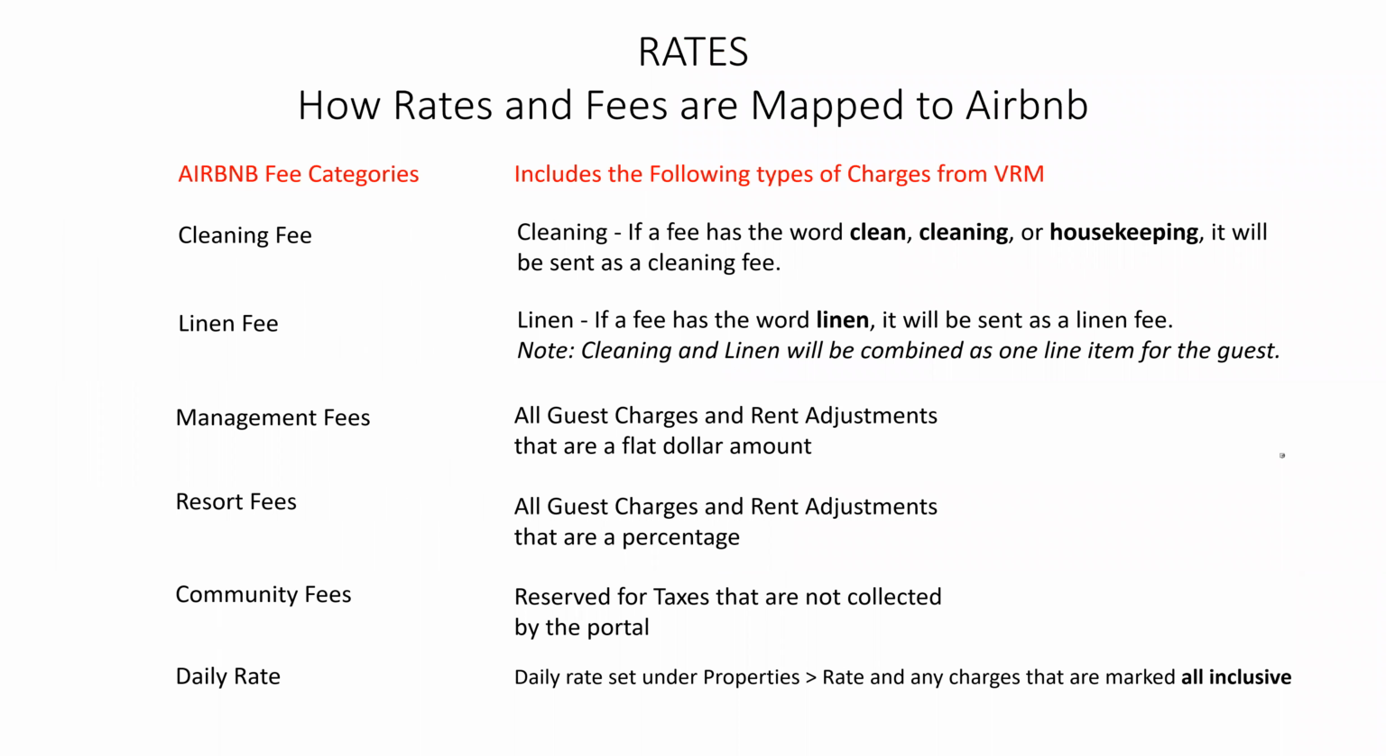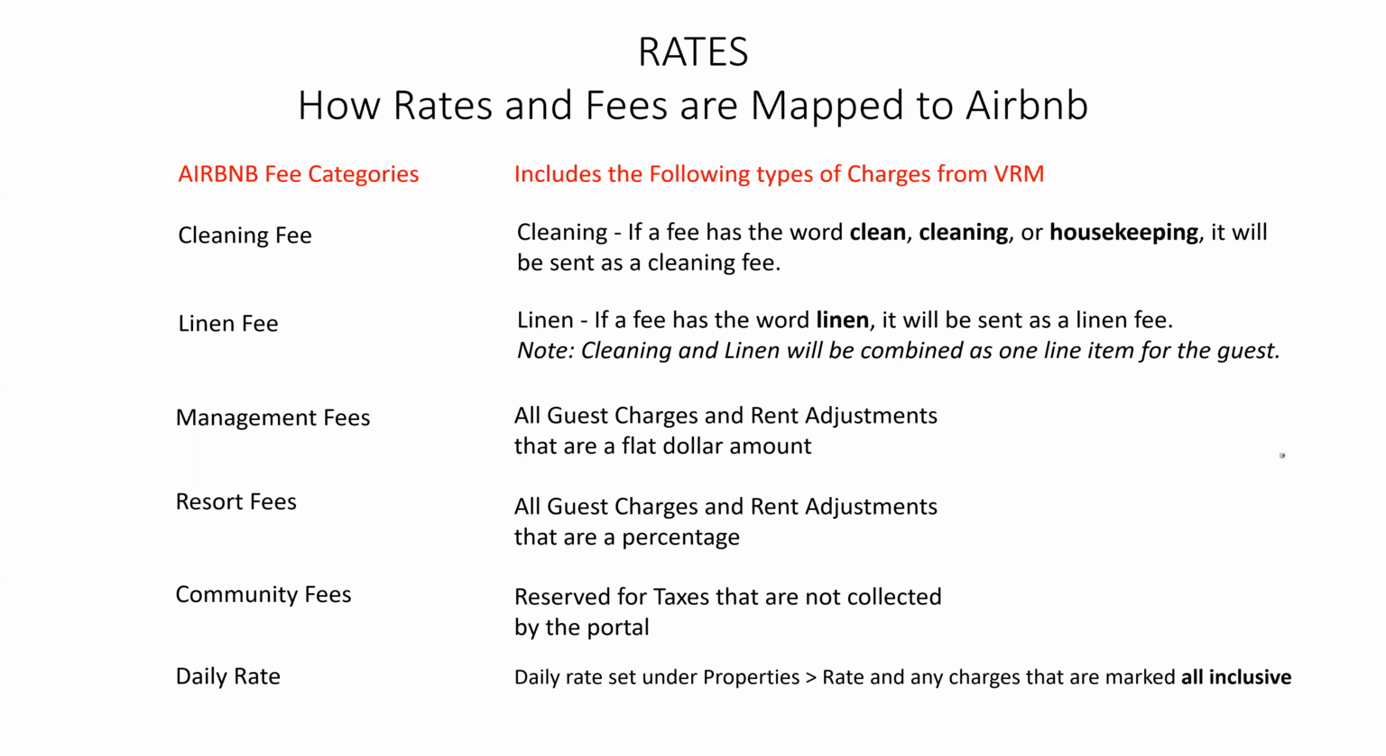So if one of your charges, regardless of whether it's a rent adjustment or a guest charge, has the word clean, cleaning, or housekeeping, it's going to show up in Airbnb as a cleaning fee. If it has the word linen, it's going to be a linen fee. And then all of your guest charges and rent adjustments or reservation fees that are a flat dollar amount are going to go under the category of management fees. If any of those charges are a percentage, it's going to go over as a resort fee.